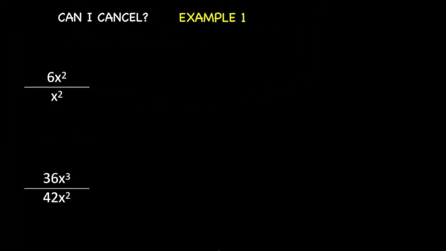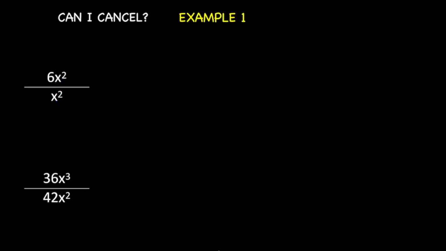Okay, I promised you some examples, so here we go. On the top expression, we have multiplication signs. We have factors. There is no sign of a plus. There is no sign of a minus. Therefore, we are free to cancel out these x squareds, and our final answer would be 6.